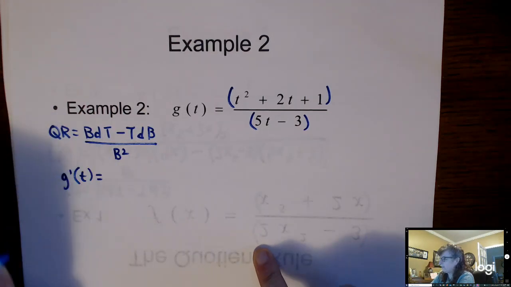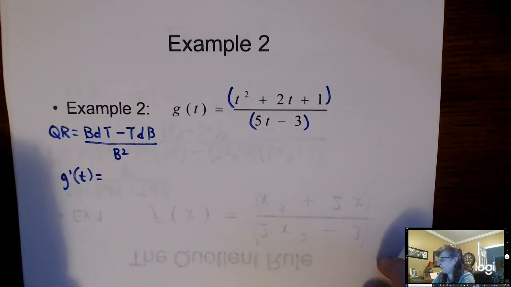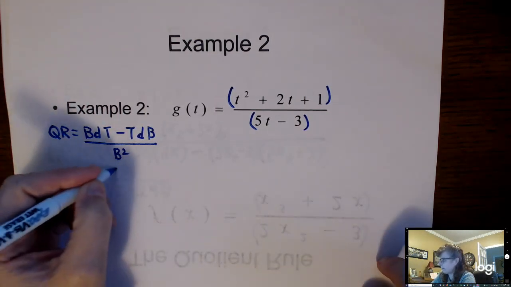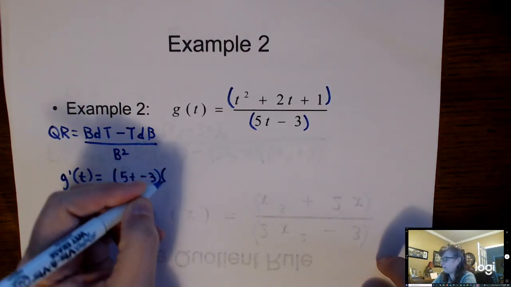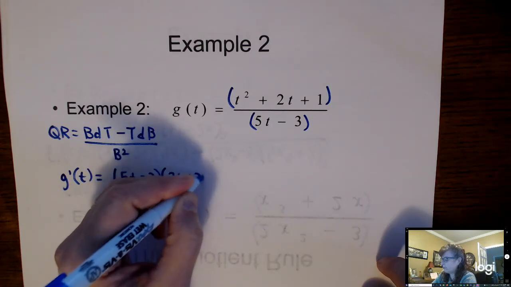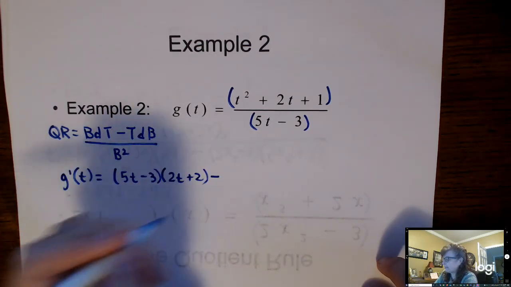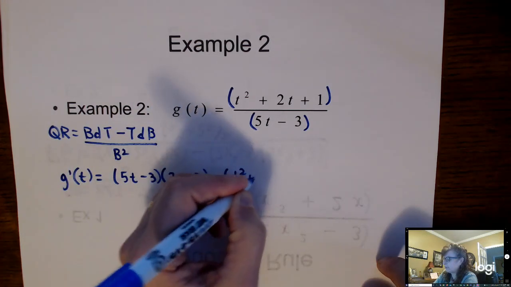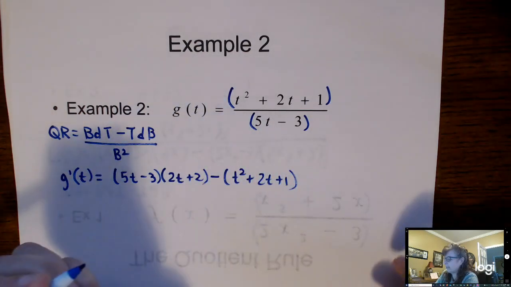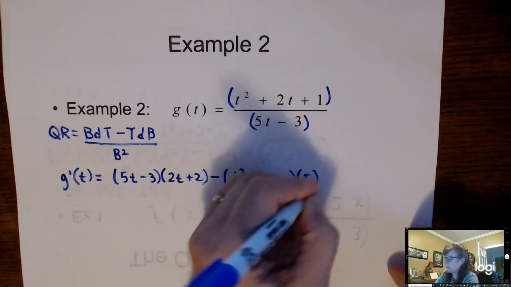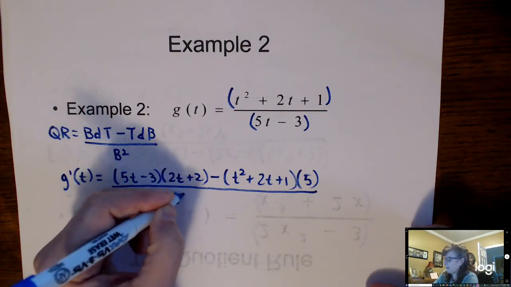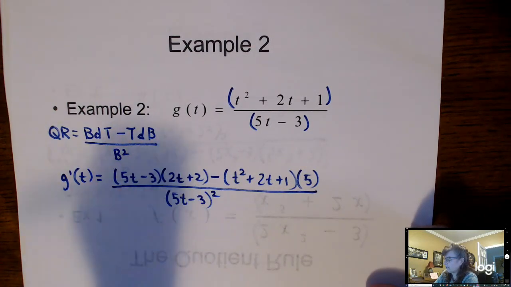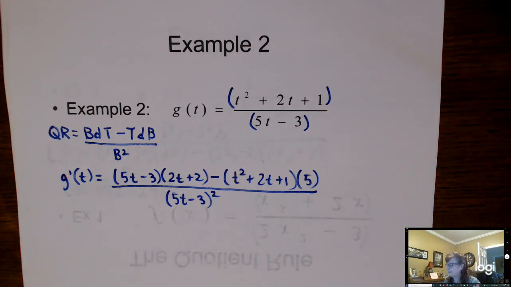The derivative of the function g is bottom, 5t minus 3, times the derivative of the top, which would be 2t plus 2, minus the top, which is t squared plus 2t plus 1, times the derivative of the bottom, which is 5, all over the bottom, 5t minus 3, quantity squared. And that's it. Don't try to simplify.